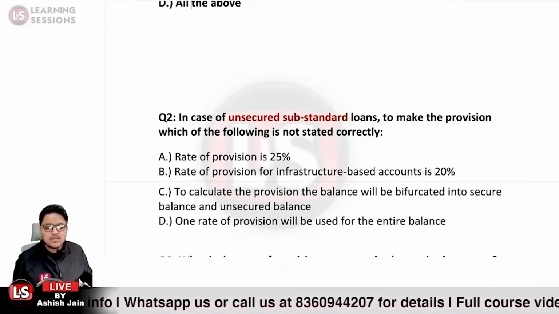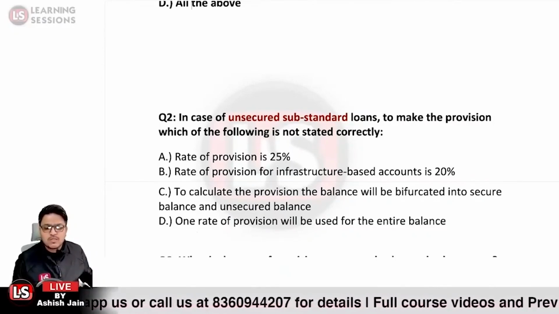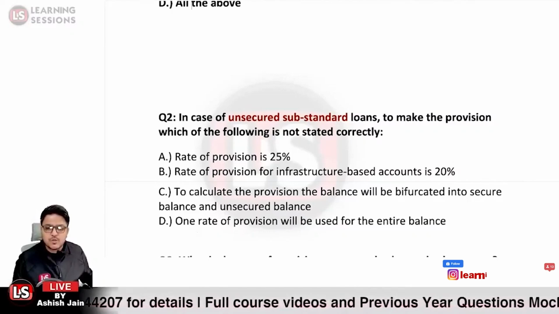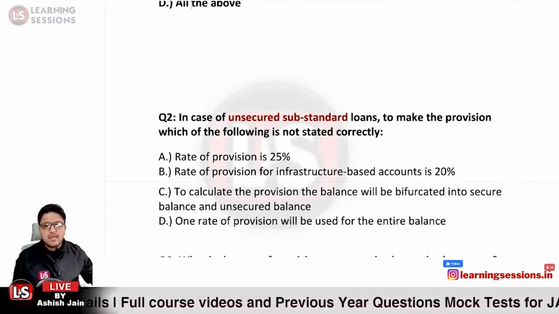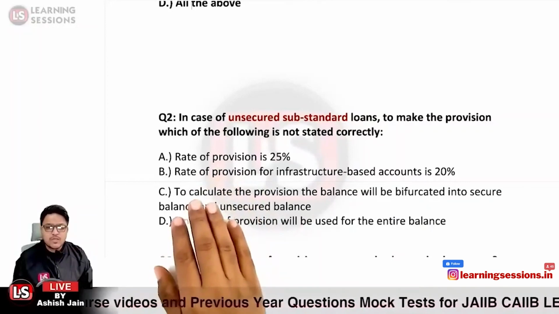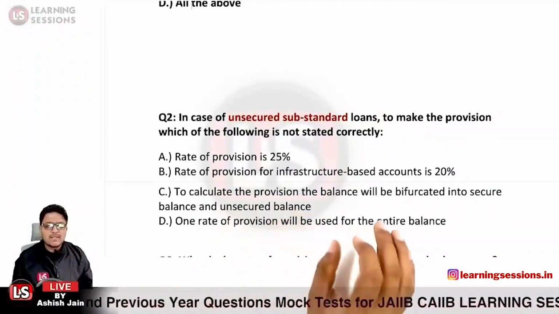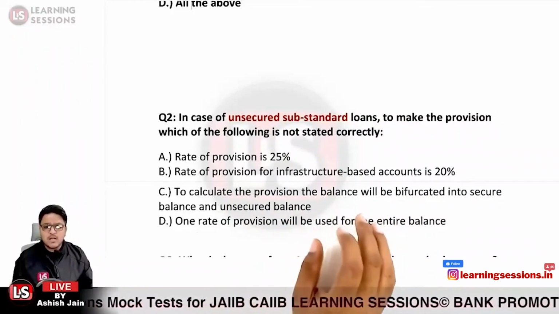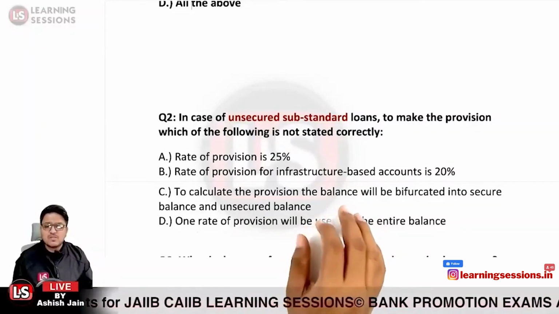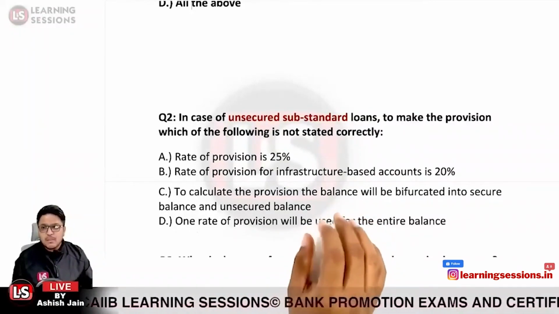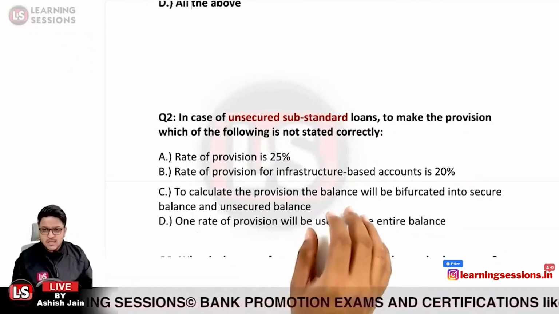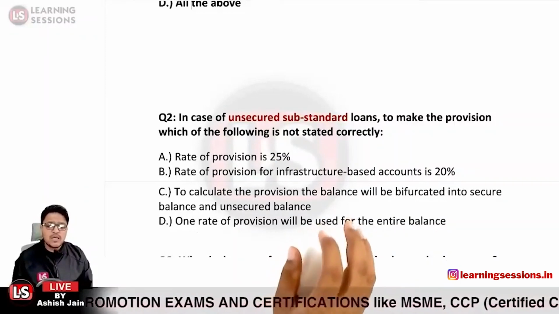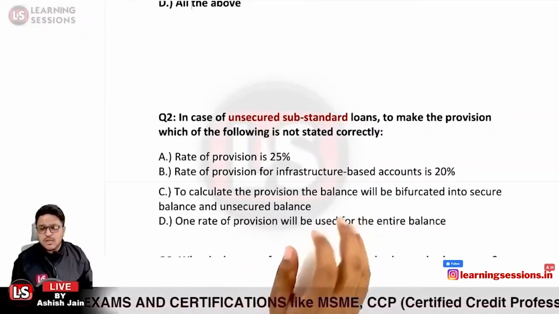So we are talking about the unsecured substandard assets. For the secured substandard asset, the provision is 15%. For the unsecured part, it is 20% for the infrastructure loans and 25% for the others. That makes option A and B correct. But for option C over here, it says to calculate the provision, the balance is to be bifurcated into secured balance and unsecured balance, which is not correct. Because in the case of the substandard assets, the provision rate will be used for the entire balance.